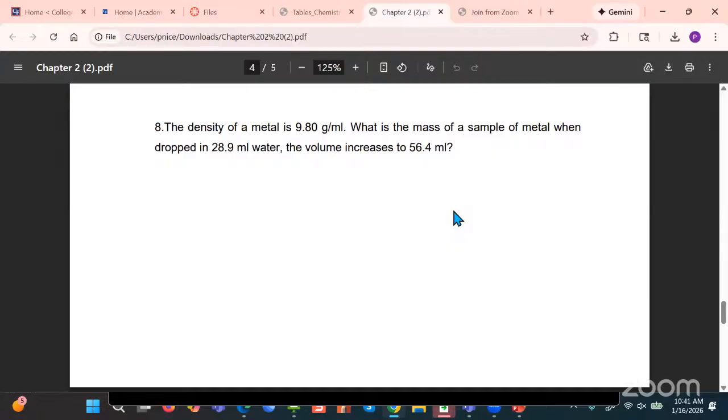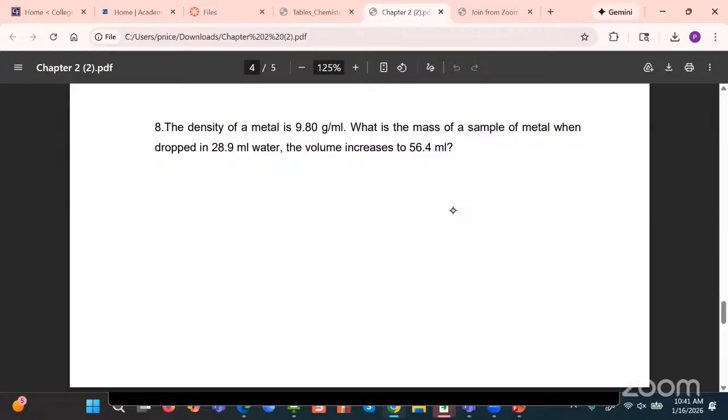So therefore, the volume that you're going to read, it could be in a measuring cylinder, for example, upon displacement will be greater than the initial volume before you add the object. The difference between those two numbers would give you the volume of the object, all right? So that's basically the whole idea behind this particular question.